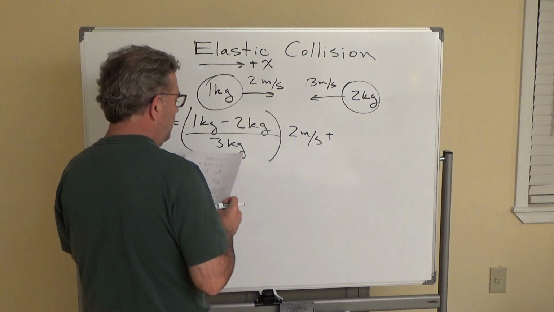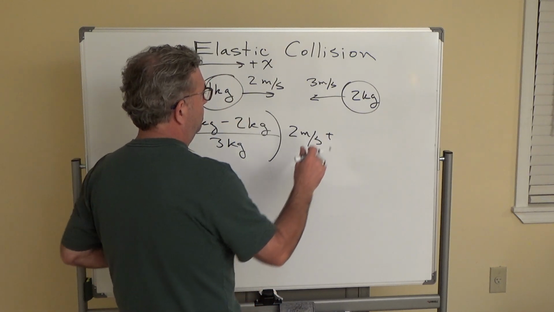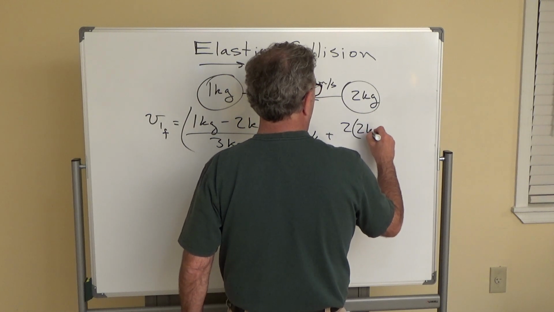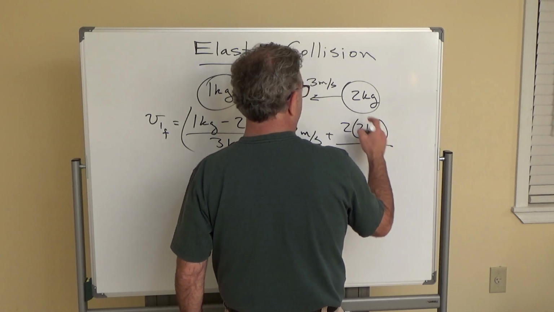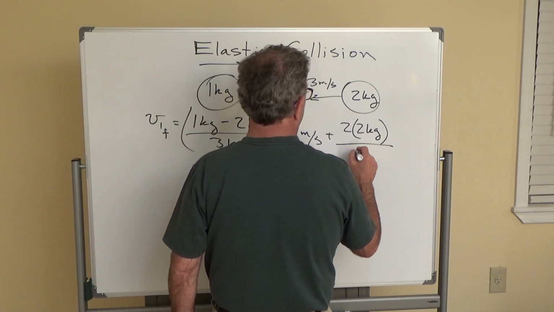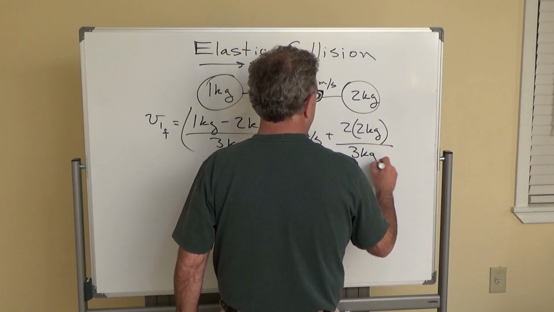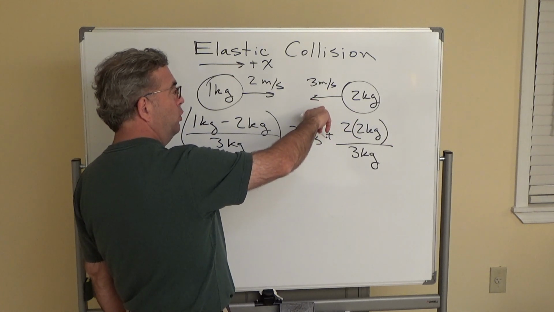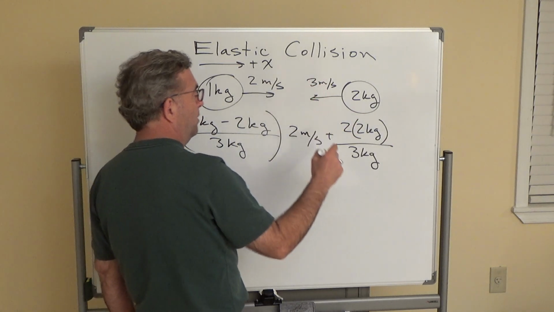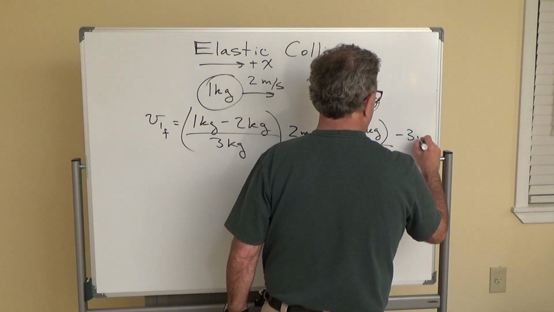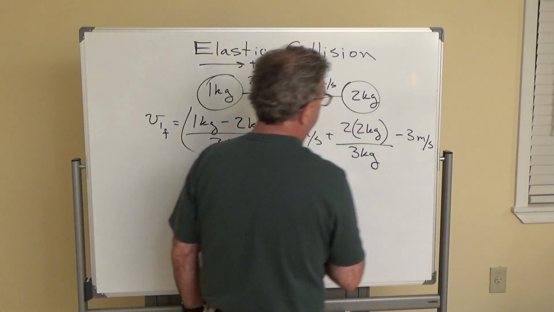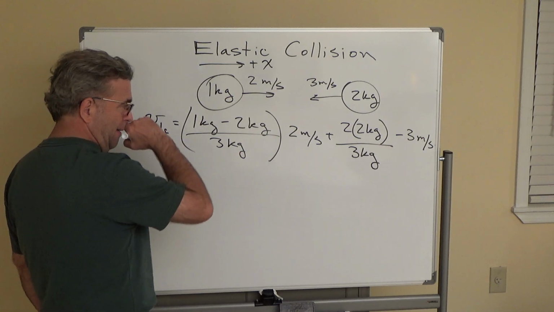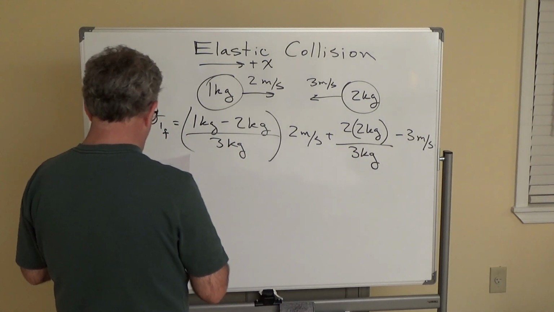plus 2M2, so that's 2 times 2 kilograms, divided by the sum of their masses, which is 3 kilograms. Here's where you can get in trouble. Multiplied by V2 initial. V2 initial is negative 3 meters per second. Okay? This works out to be, let's see what we have here.